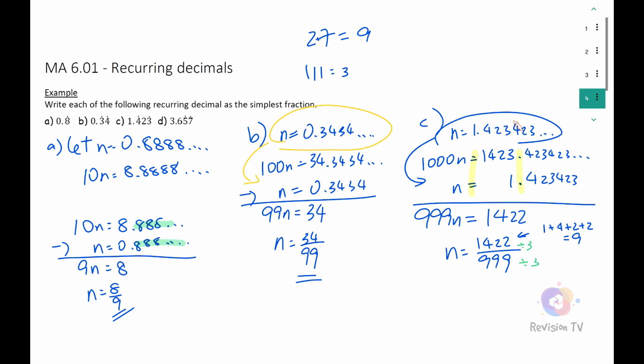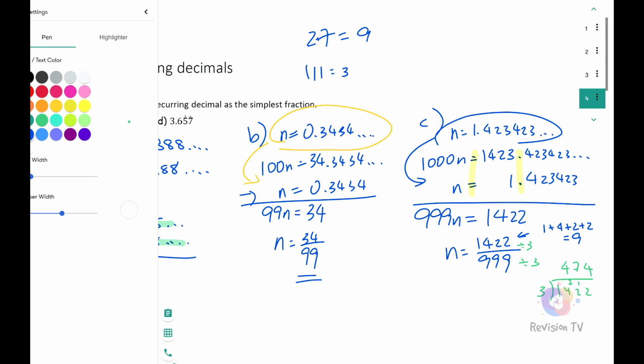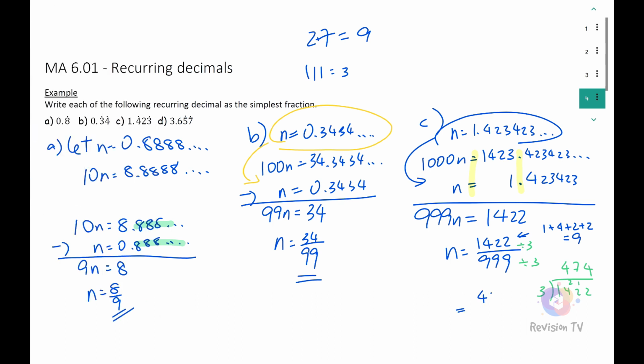simplify the fraction. Okay, so I need to do 1422 divided by 3. Now this is a skill you need to do in exam as well. So 474 over 999 divided by 3 is 333. You want to check again whether 474 is divisible by 3 or not again.